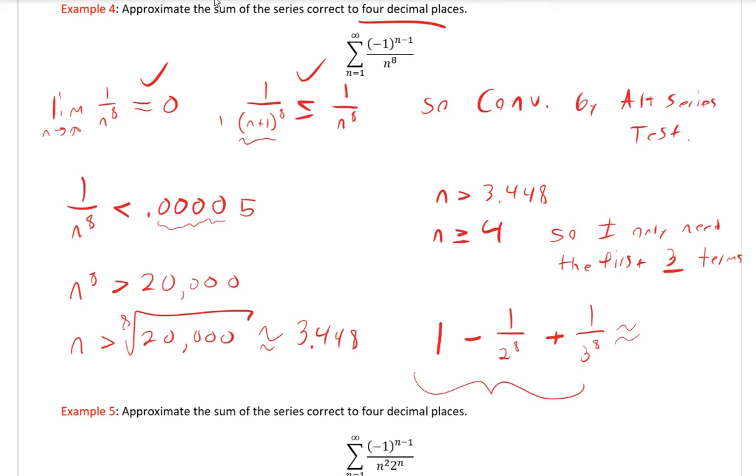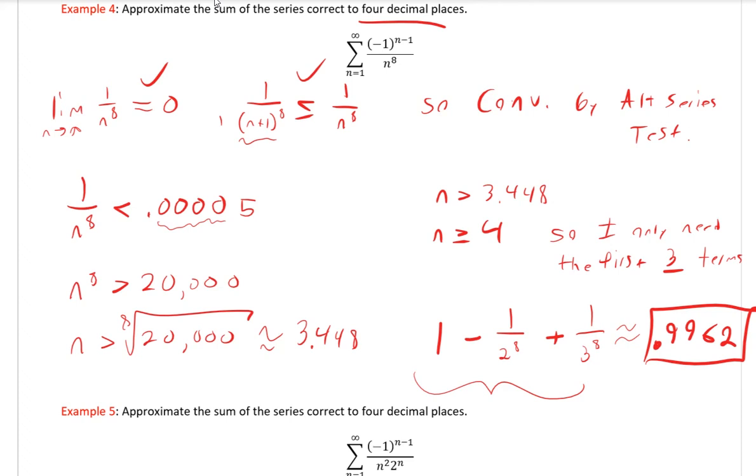So if we do that, 1 minus 1 over 2 to the 8th power plus 1 over 3 to the 8th power. Just be careful of your minuses and pluses. You should get 0.99, and we want 4 decimal places, so 62. And that should be correct.